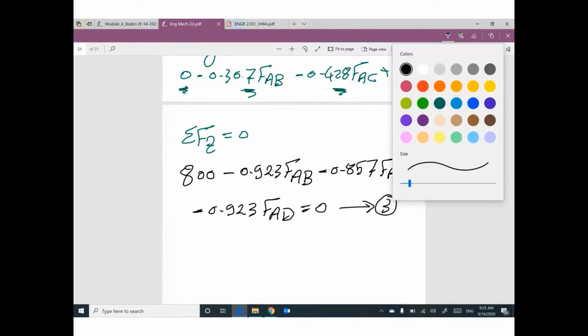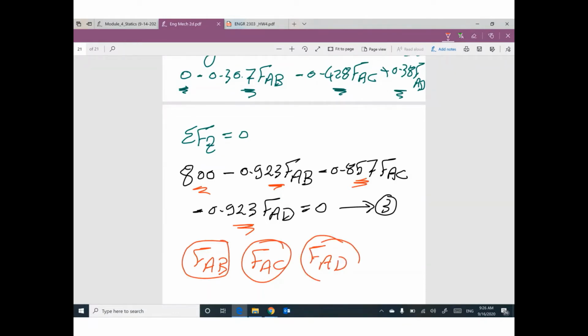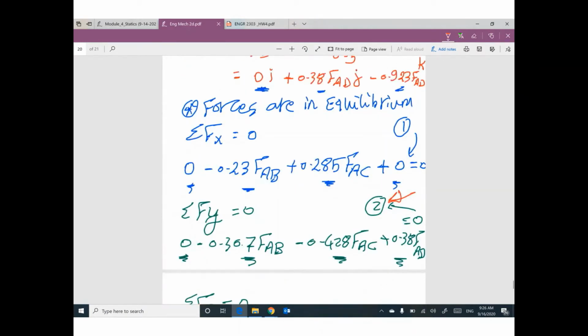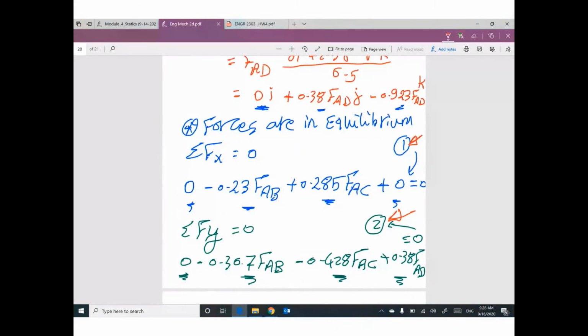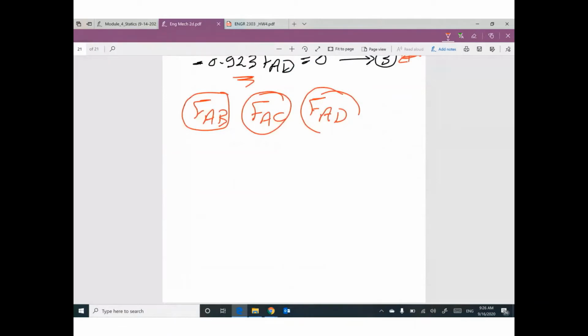I added Z component plus Z component plus Z component plus Z component equals 0 because these forces are in equilibrium. Finally, we have three unknowns, FAB, FAC, FAD, and also three equations: equation number 3, equation number 2, equation number 1. I can figure out these unknowns. I suggest using a calculator to solve these equations together. I will do it right now.